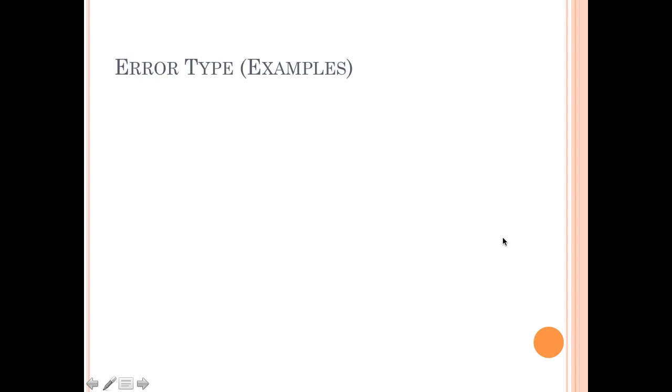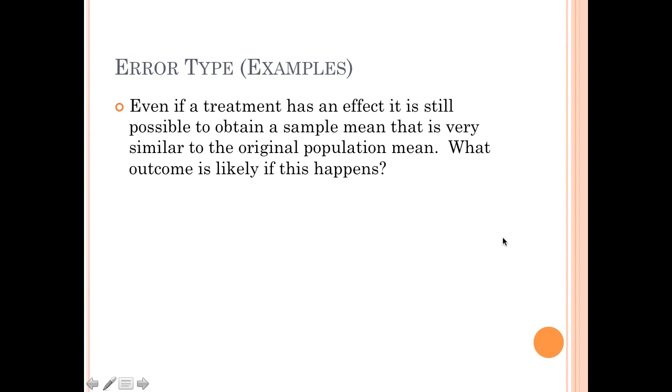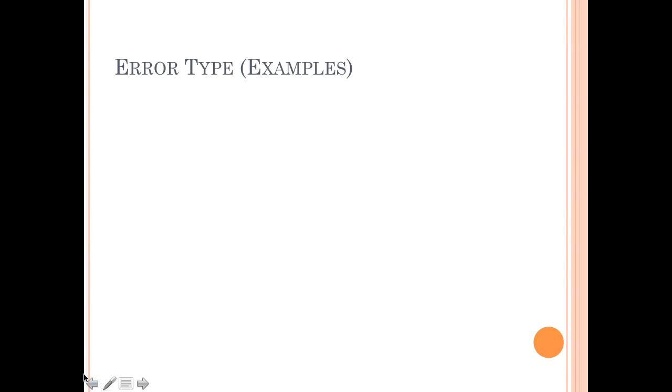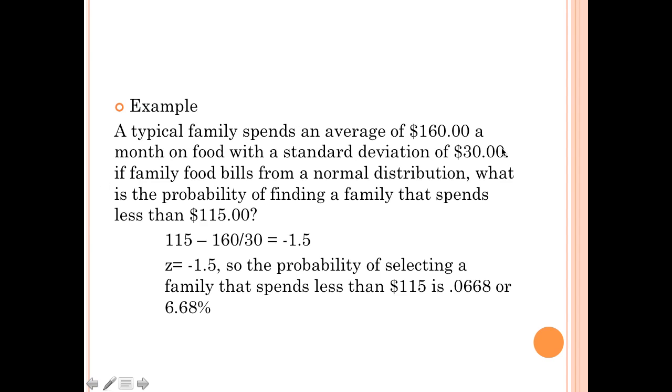So here on the test, read these types of questions very carefully. Find out if it's asking about the probability of one score, or the probability of one family, like in this example, or the probability of selecting a sample of a specific size, because that's going to determine whether you use the standard error of the mean as the denominator or just the standard deviation as the denominator.